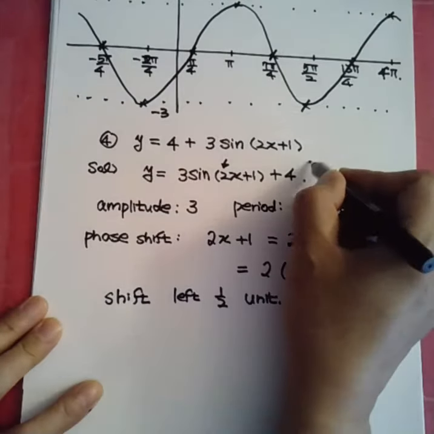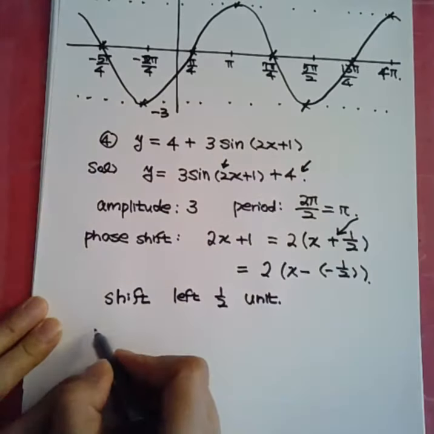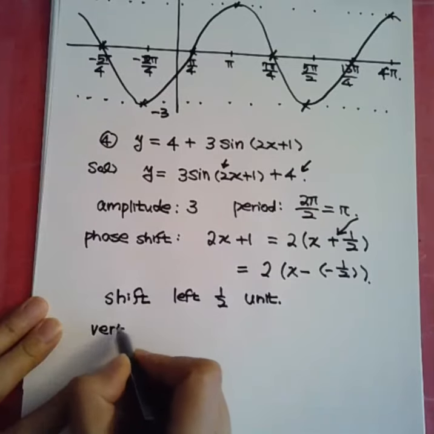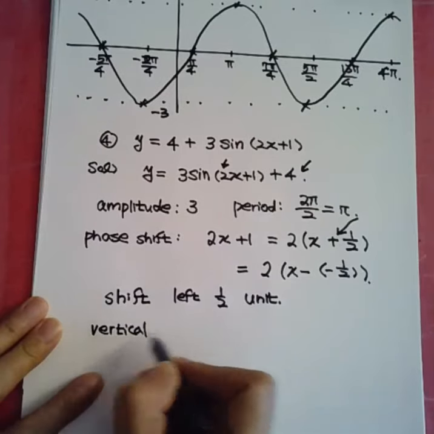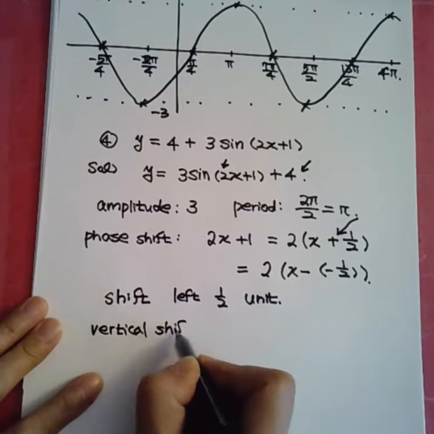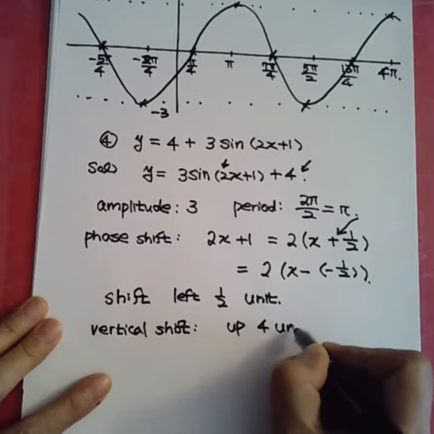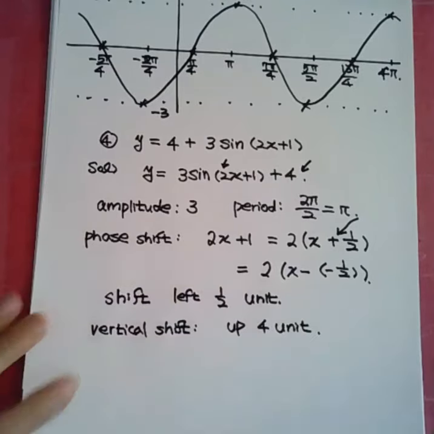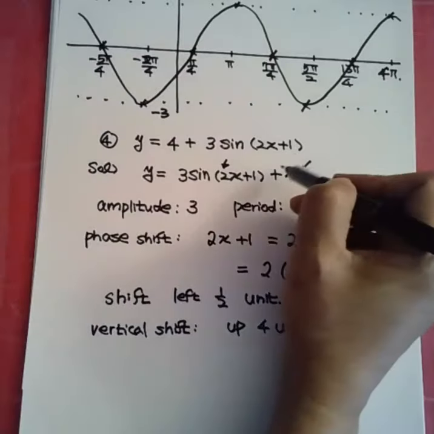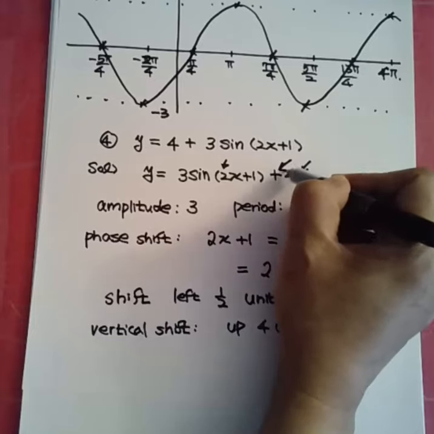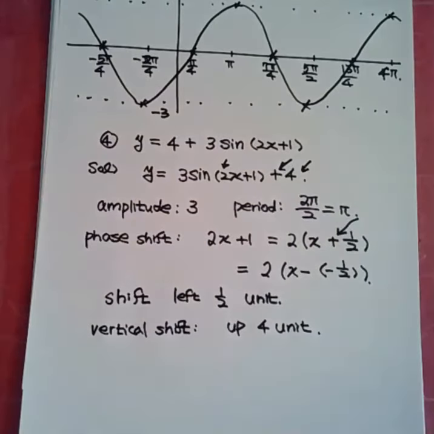There is a vertical shift because 4 is added. A vertical shift up 4 unit. This time we are thinking about the vertical part, which is not counterintuitive. Plus means going up.